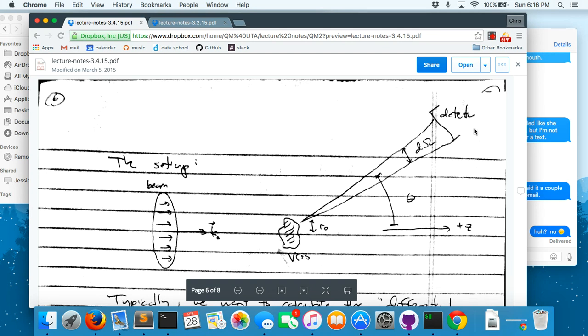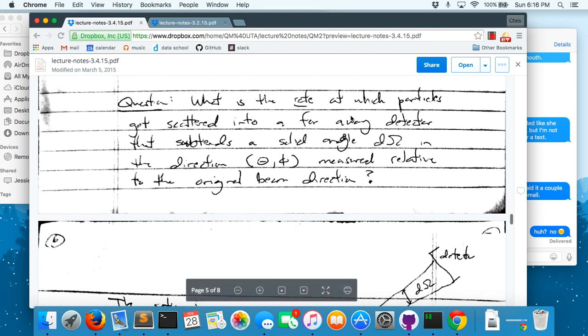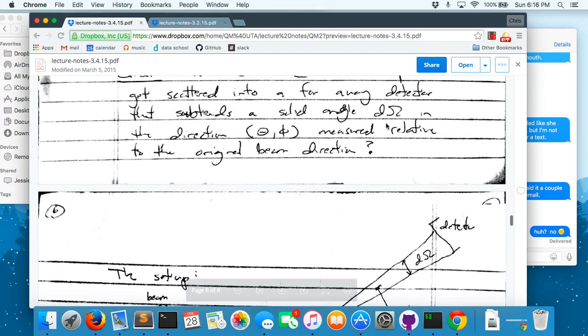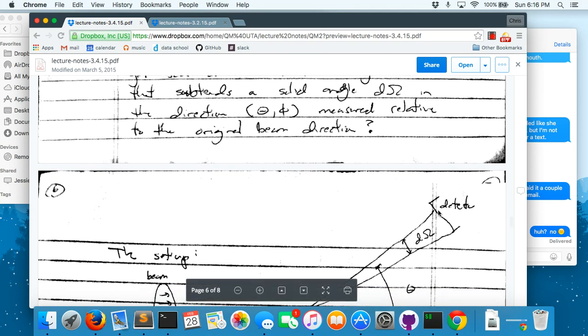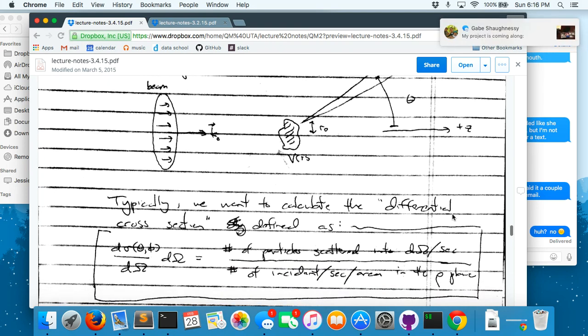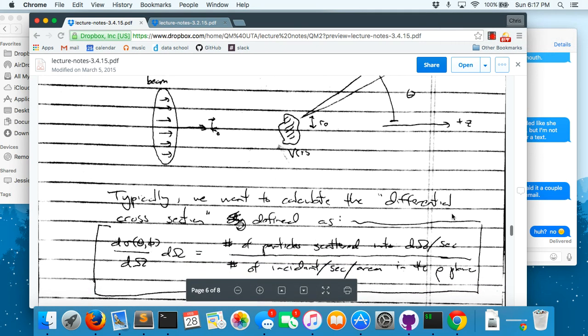And this detector is going to have some small finite range, I guess you would call it, right? And that range, for lack of a better word, is just described by the solid angle d omega. So we want to know the rate or the probability that particles get scattered into this faraway detector that subtends this angle d omega. All right, so that's the main type of question that we're trying to answer.